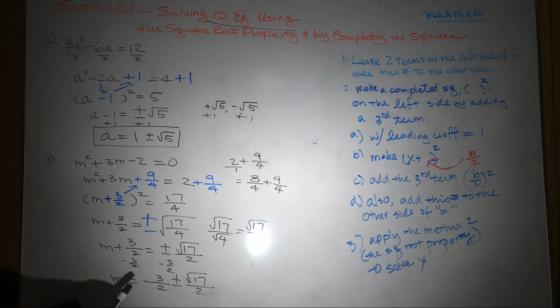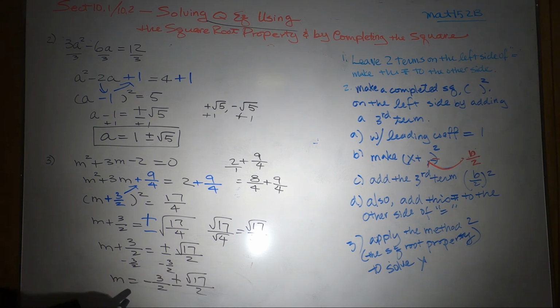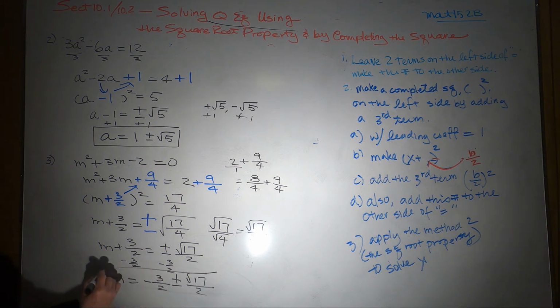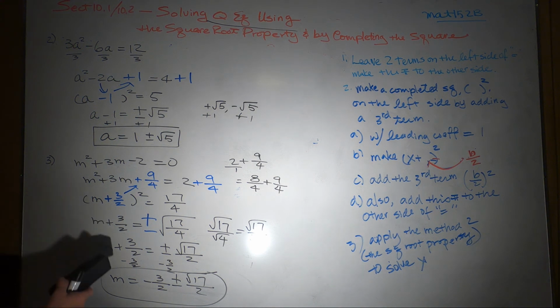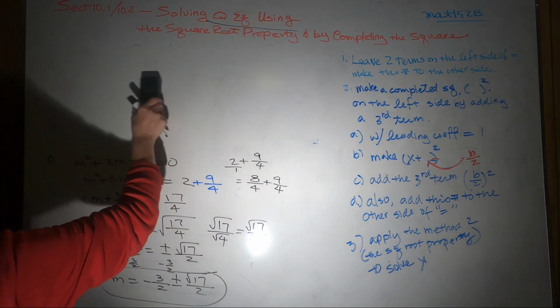That means you have what? Negative 3/2 plus square root of 17 over 2. Also have what? Negative 3/2 minus square root of 17 over 2. Right? That would be your answer. Remember this now? It will take you a while, okay? Take you a while to sink in. Each problem will take you some time to do it, actually, okay?